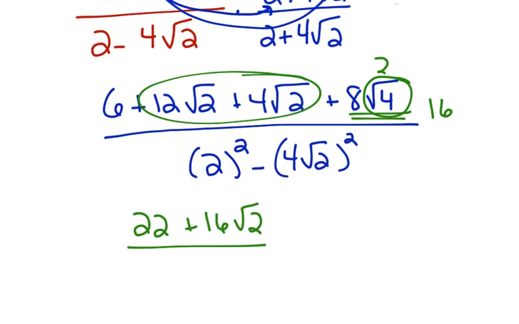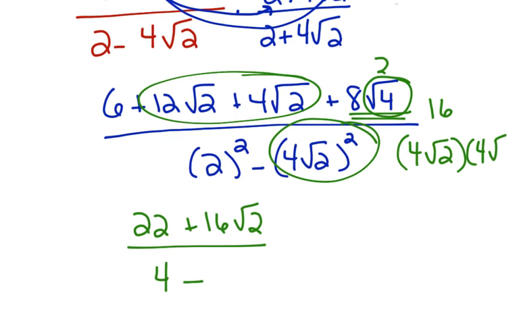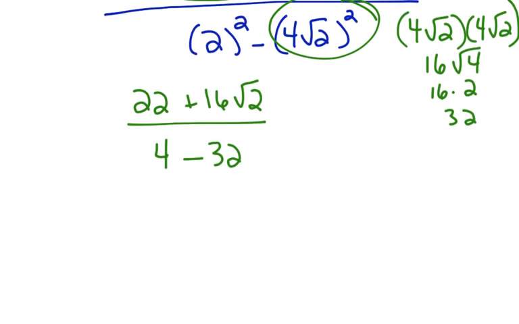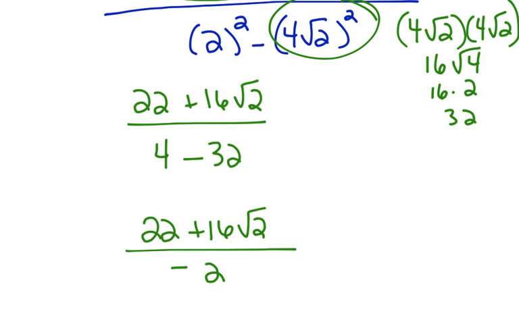That's your numerator. The denominator is 4 minus, well, what do you get when you square this? Alright, let's remember squaring means doing this. So you get 16 the square root of 4, which is 16 times 2, which is 32. And 4 minus 32 is negative 28.